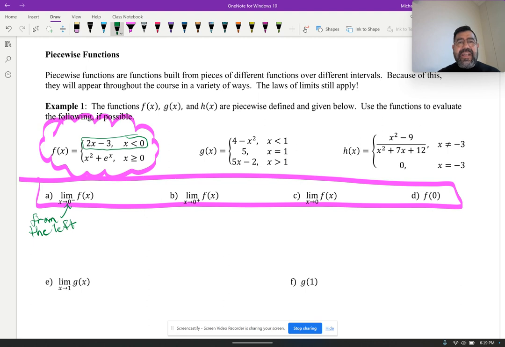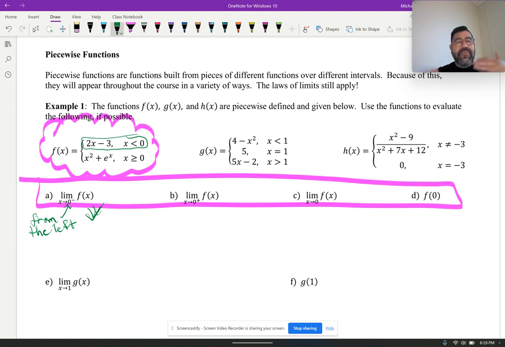So what does that look like? Well, 2x minus 3, if you remember your algebra, is just a line, right? So what we can do is use what we call direct substitution to see what would be the y value. Because if we can figure out what the y value is, and if we know that that function graph is a continuous function, then whatever the y value is, that's what the limit's going to be.